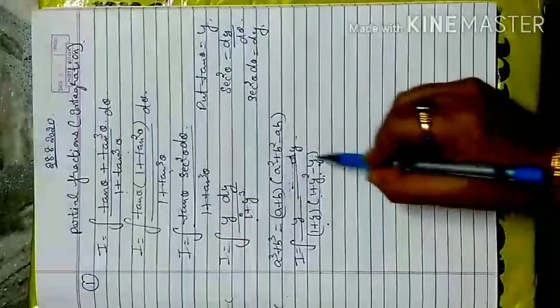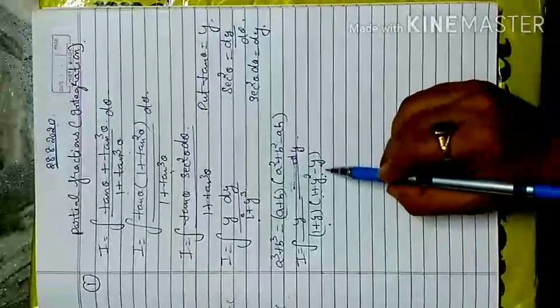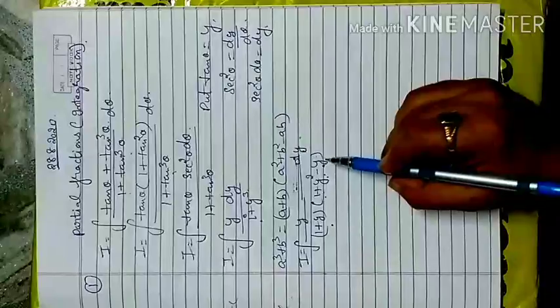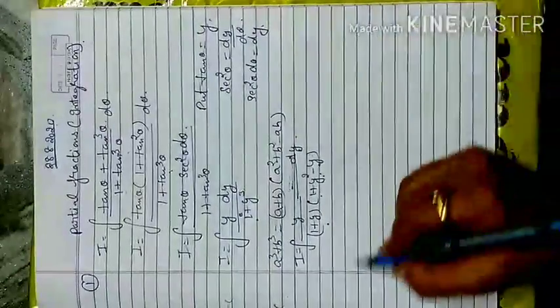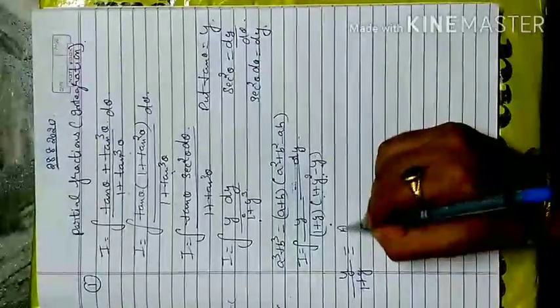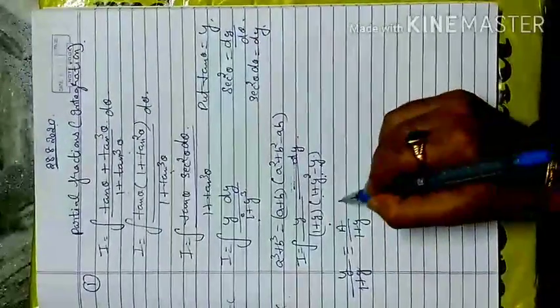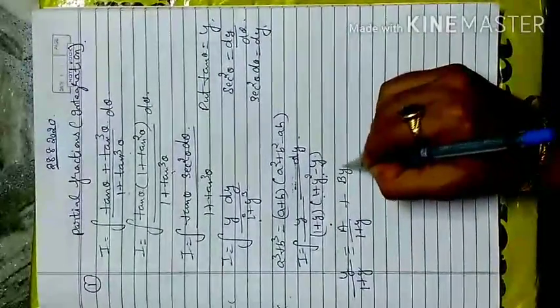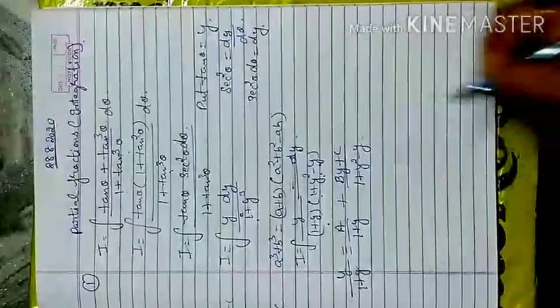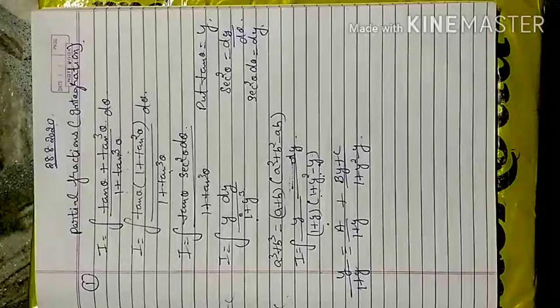The main thing is I have to elaborate this one. First I think: is it possible to factor 1 plus y square minus y? No, so I will keep it as it is: y upon 1 plus y equals a upon 1 plus y, and since it is a quadratic, we take by plus c over 1 plus y square minus y. We keep it as it is, so it will be easier for further integration than making the perfect square.